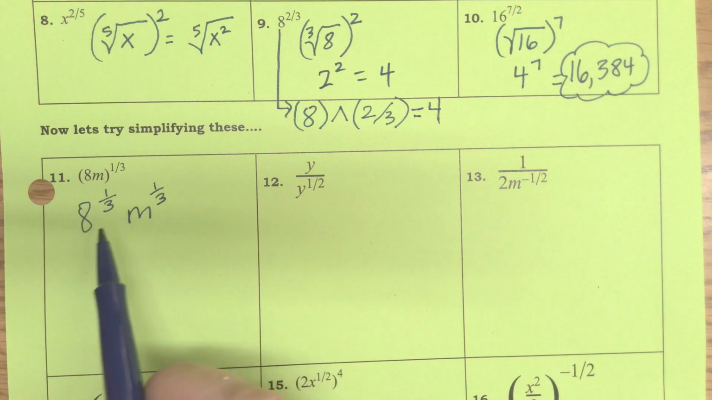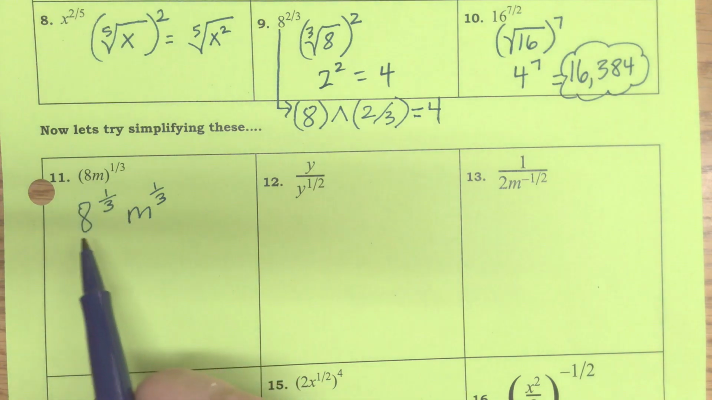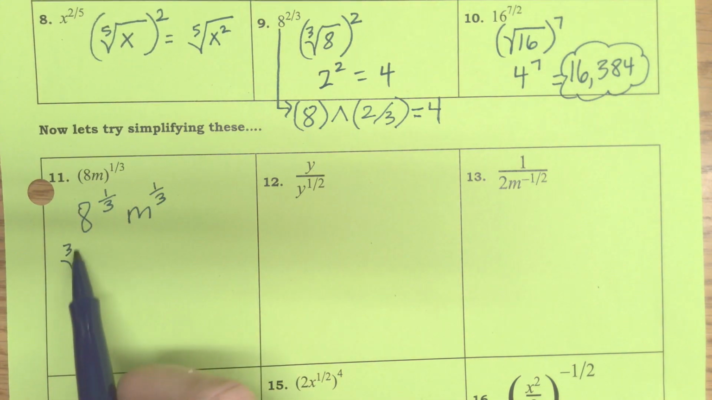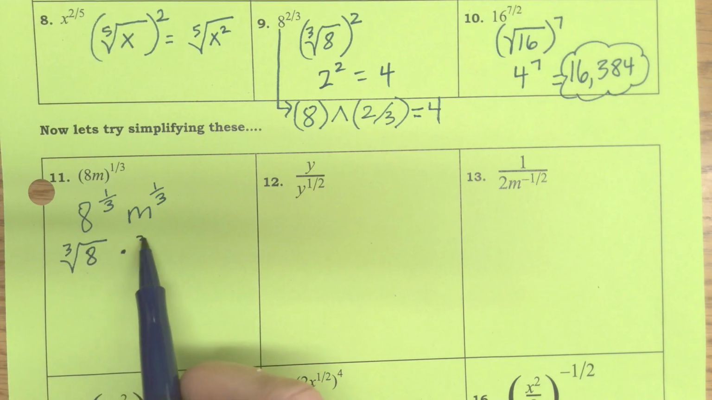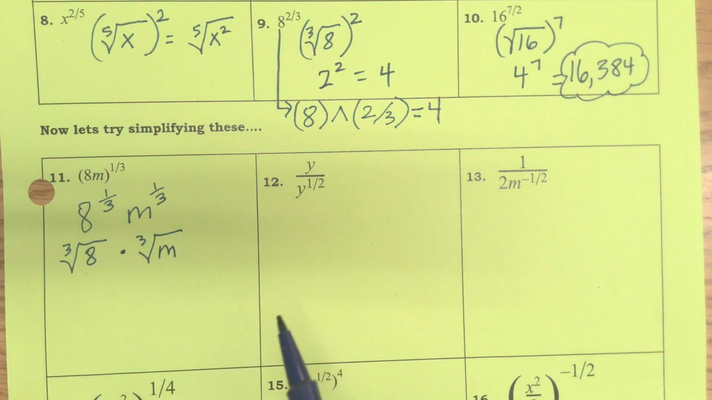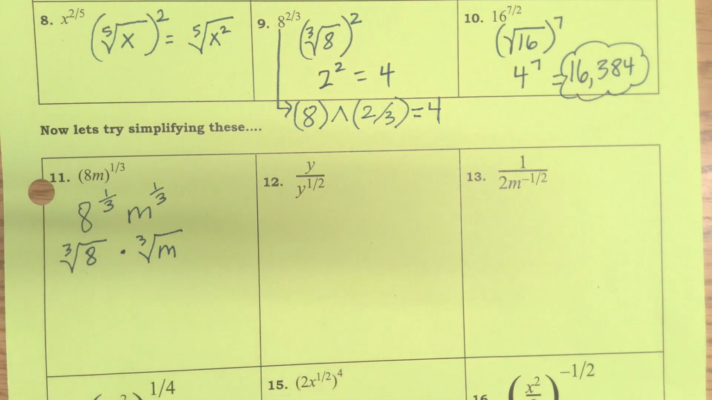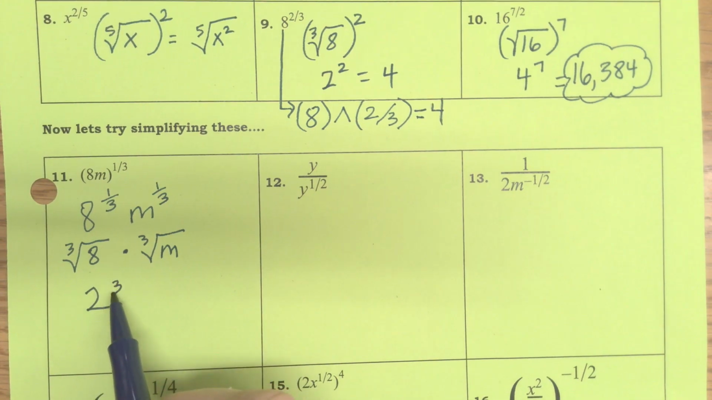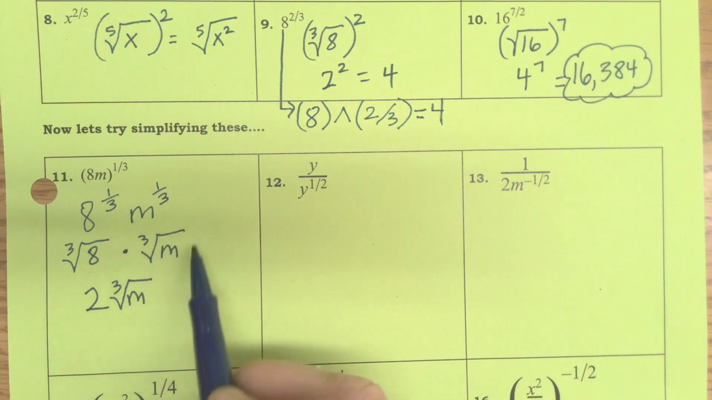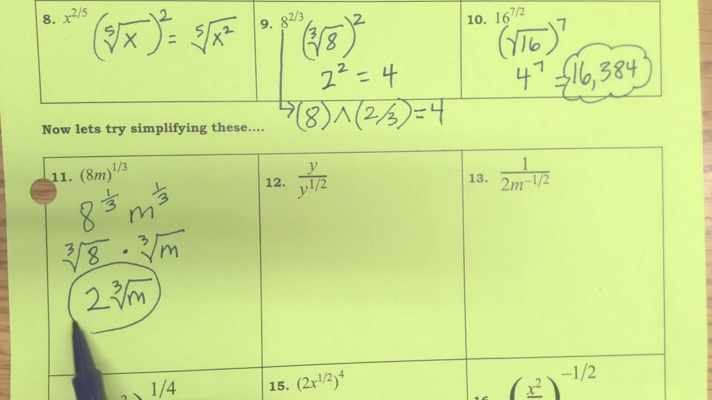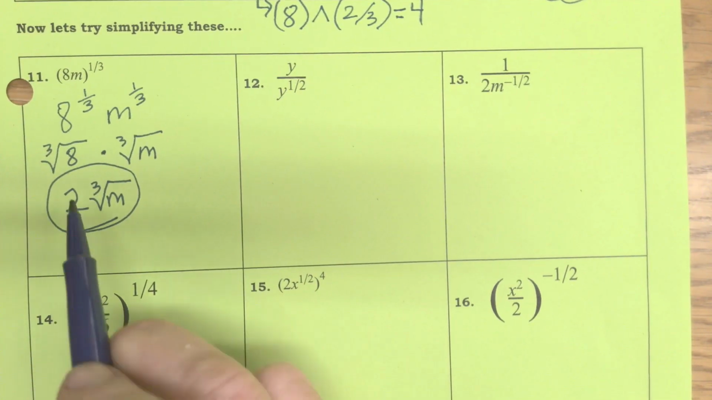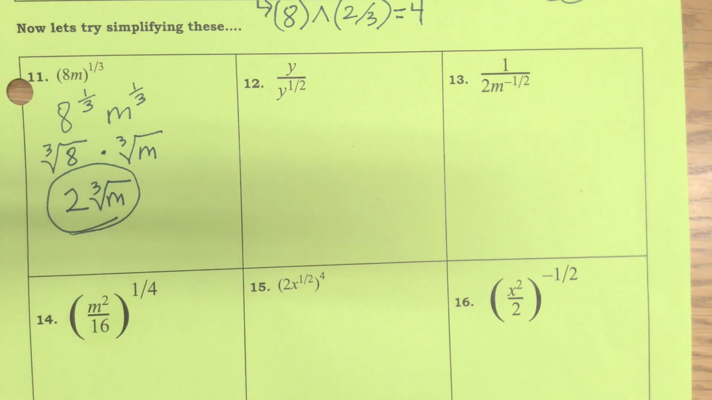And then I'm going to figure out what 8 to the 1/3 is. Well, that's the cube root of 8 times the cube root of m. What's the cube root of 8? This is one we'll see a lot. It's one of them that's up there on our cube root. So that's 2. I can't evaluate this last one, so I'm just going to leave it as the cube root of m. I don't have anything that I can take out of it. Right, I don't even know what m is.